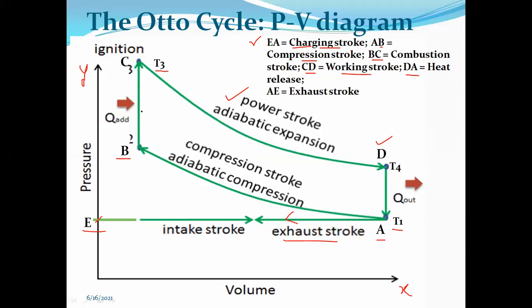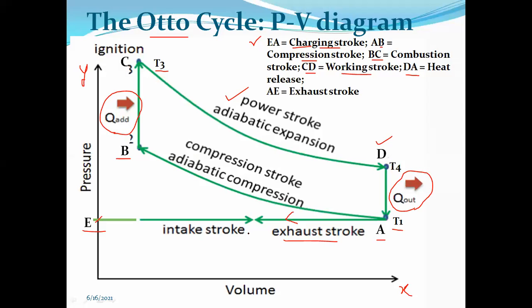In the calculation of the efficiency of this Otto cycle, we need the amount of heat added to the system and the amount of heat rejected by the system to the surroundings. So this is the cycle of operation, that is the Otto cycle. We need this cycle in the calculation of the efficiency of the Otto cycle.